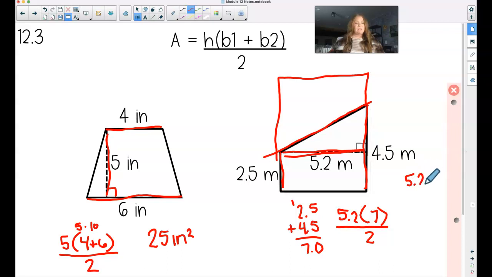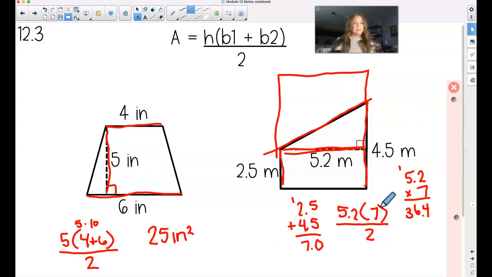So 5.2 times 7, so go ahead and do that with me. So 2 times 7 is 14. 35 plus 1 is 36, and I have 1 decimal place. That makes sense. 7 times 5 is 35. My answer is just a little bit bigger than 35. That helps me know where my decimal should go. Now, that was base times height. That's the entire rectangle is 36.4. So now we need to cut that in half to get back to our trapezoid.